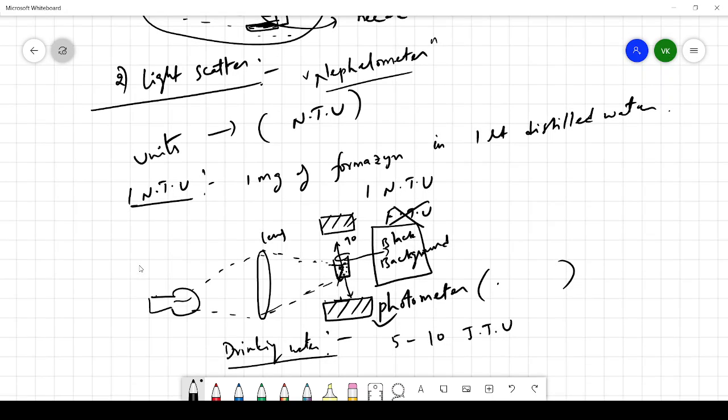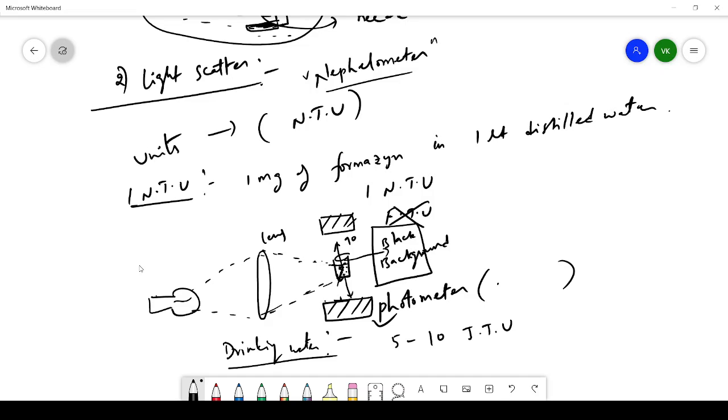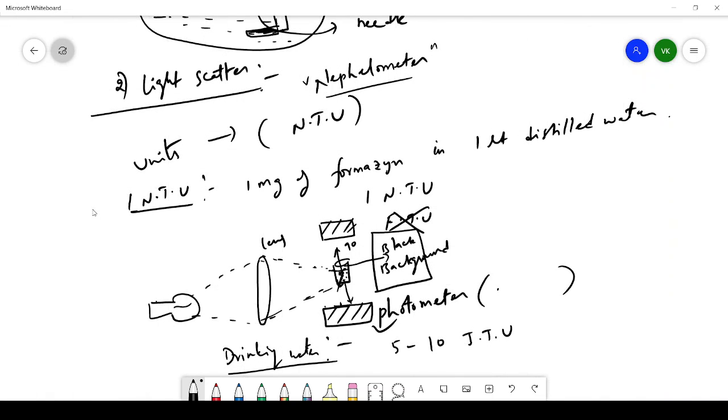The next topic is odor. We studied temperature, we studied color, and then turbidity, and now we have to study odor and taste. We study both odor and taste together. I will tell you the reason.